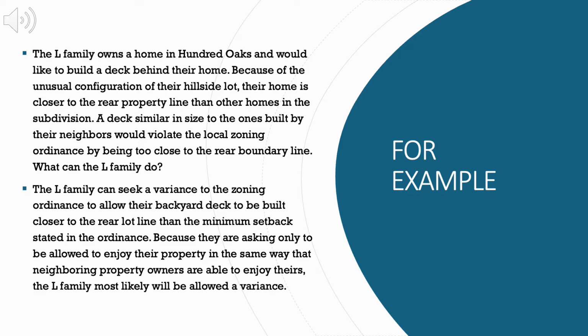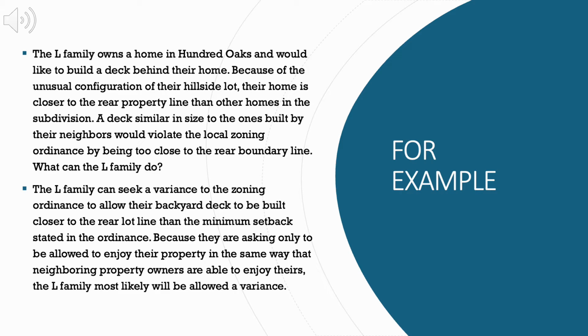For example, the L family owns a home in 100 Oaks and would like to build a deck behind their home. Because of the unusual configuration of their hillside lot, their home is closer to the rear property line than other homes in the subdivision. A deck similar in size to the ones built by their neighbors would violate the local zoning ordinance by being too close to the rear boundary line. What can the L family do?